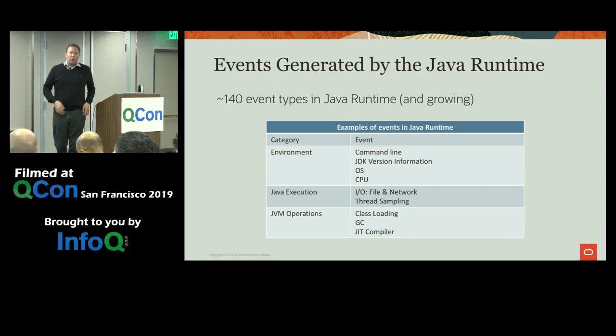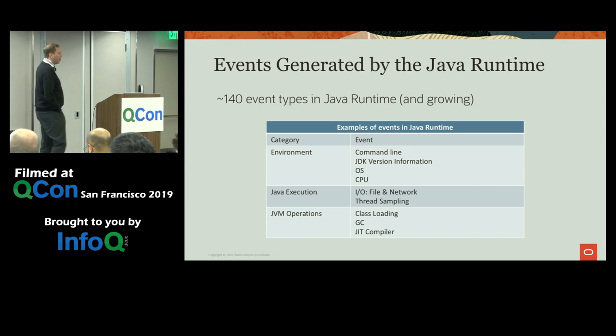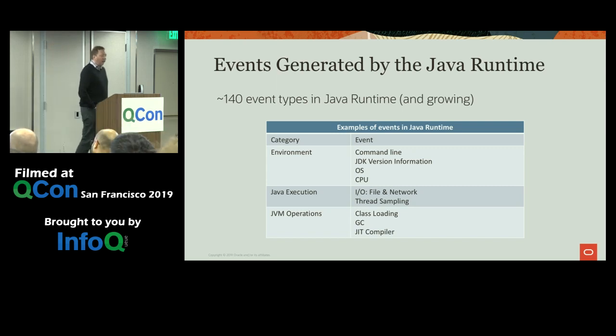I mentioned that the Java runtime itself generates a lot of events. This likewise is not an exhaustive list, but it does cover some of the key things that we are collecting inside of the JVM and the libraries. There are right now around 140 different events.